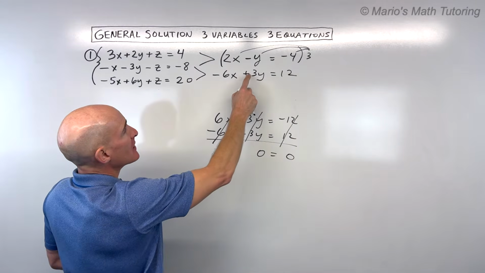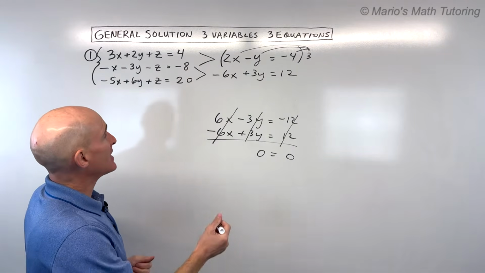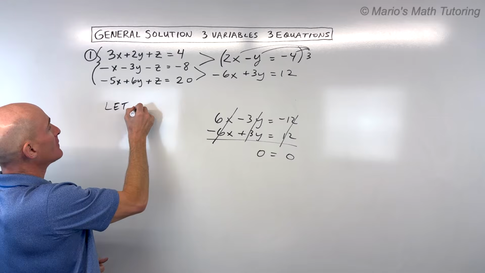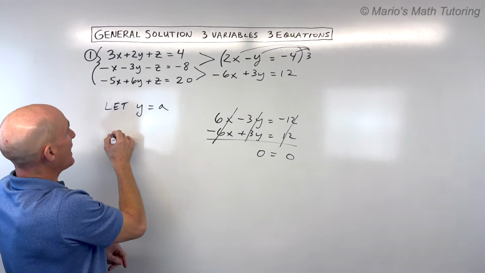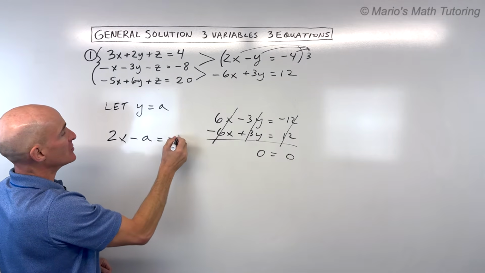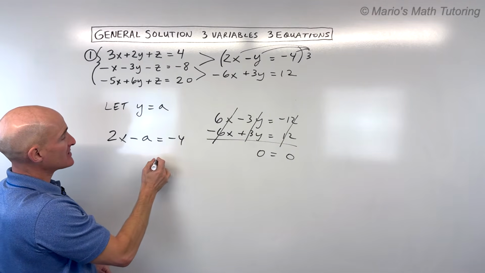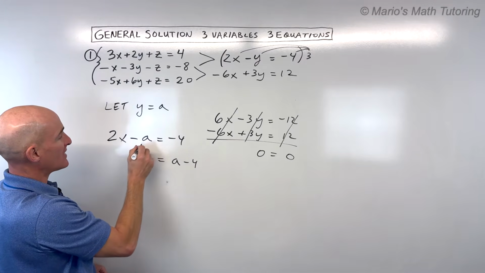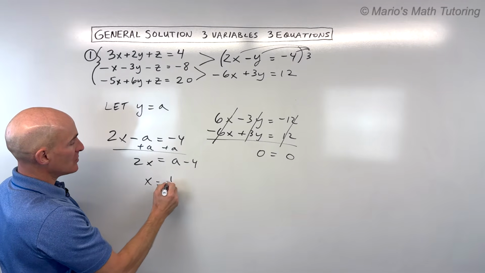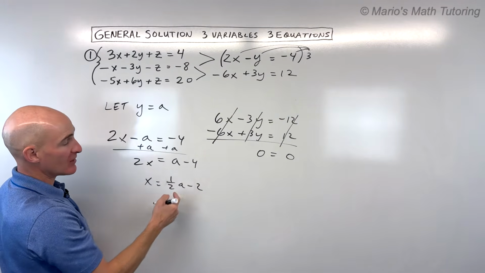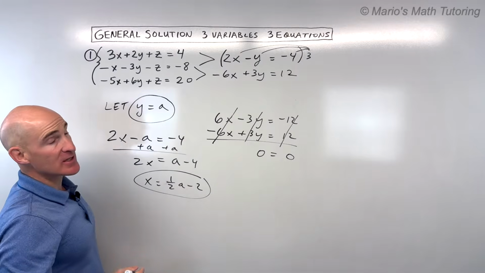Your teacher or your class might do it slightly differently, but let me show you one way. One way is you say, let me set one of the variables equal to, let's say, a. Okay, so I'm going to say, let y equal some value a. Okay, now if I put a in place of y, I have 2x minus a is equal to negative 4. Okay, I'm going to solve for x now in terms of a. So if I add a to this side, that's going to be a minus 4. I'm just adding a like this. And if I divide by 2, I get x equals 1/2 a minus 2. Just multiplying everything by a half to get x by itself. So now I have x, I have y. How do I solve for z?